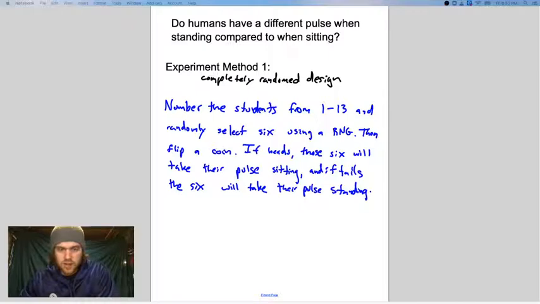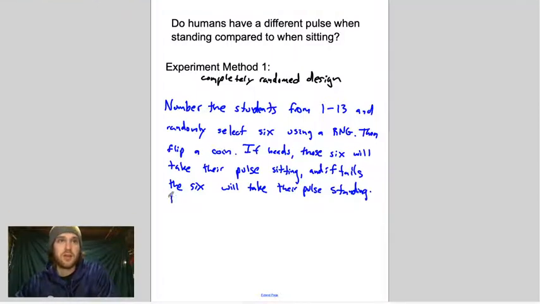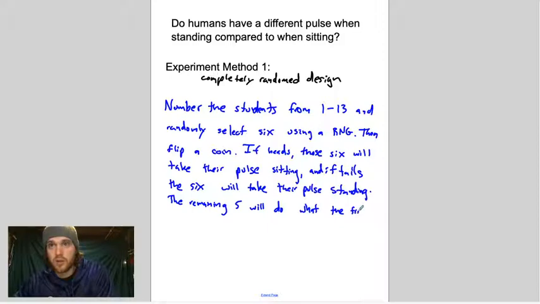I should say that if heads, the 6 will take their pulse standing, and if tails, the 6 will take it sitting. The remaining 5 will do the other. The first group receives the treatment; the first group did not. Forgot to mention that.